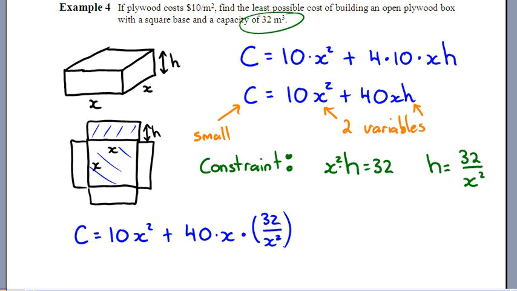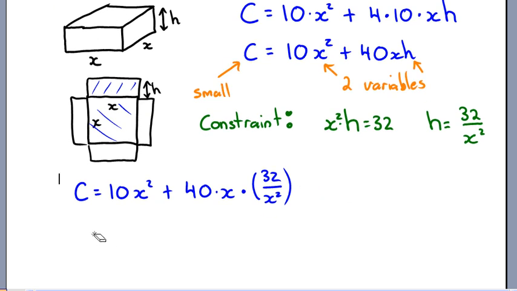Okay, tidying that up a little bit. This is 10. I'll write it down underneath. We can talk about the interval. So the cost is 10 x squared. Now 40 times 32 is a big number, 1,280. And there's one x left in the bottom. I'm just going to write that as x to the negative 1. Okay, there's my cost function. Time to consider the interval. This is never fun, but something we should think about.